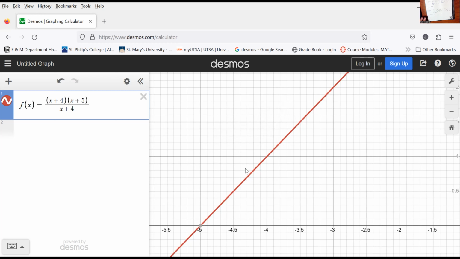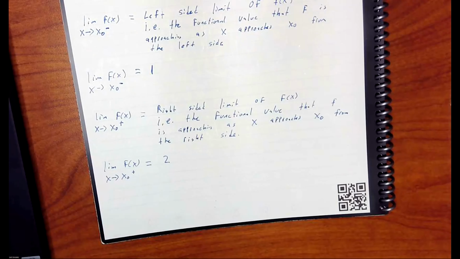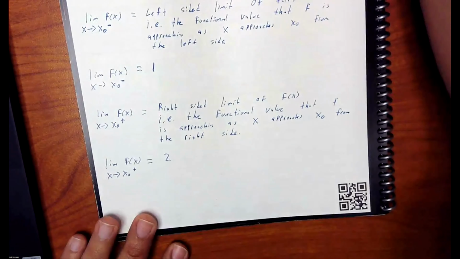But do you see what I mean by limits? Does that make sense? You're just getting closer and closer and looking at the y values. That's it. Okay. Alrighty.